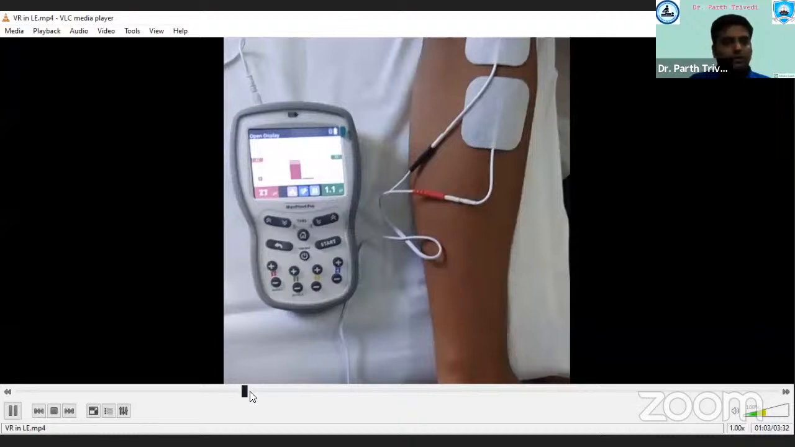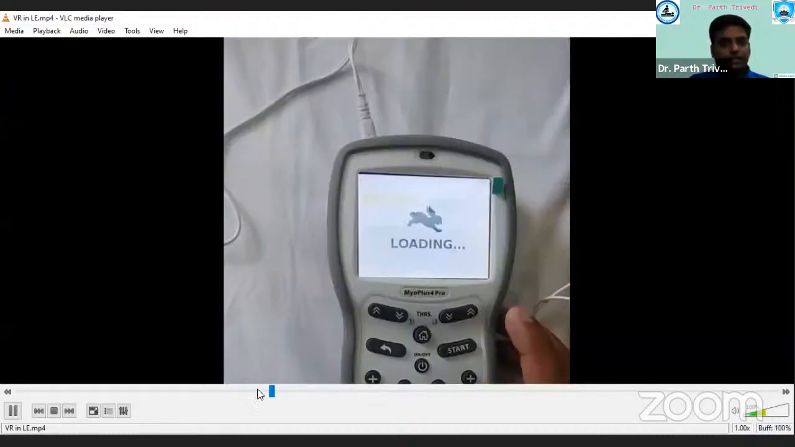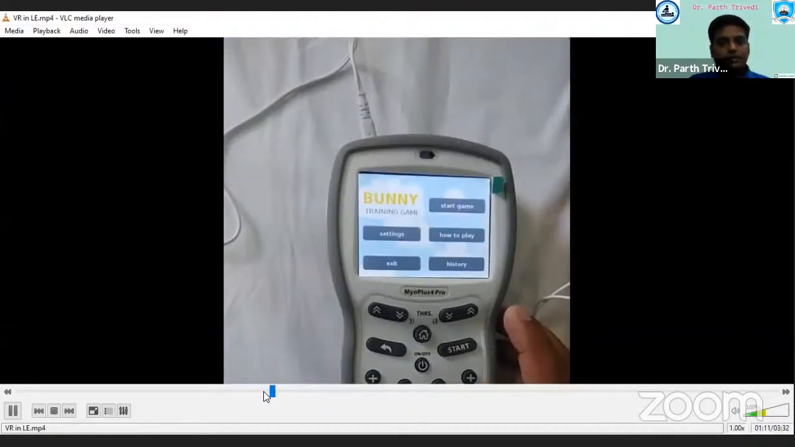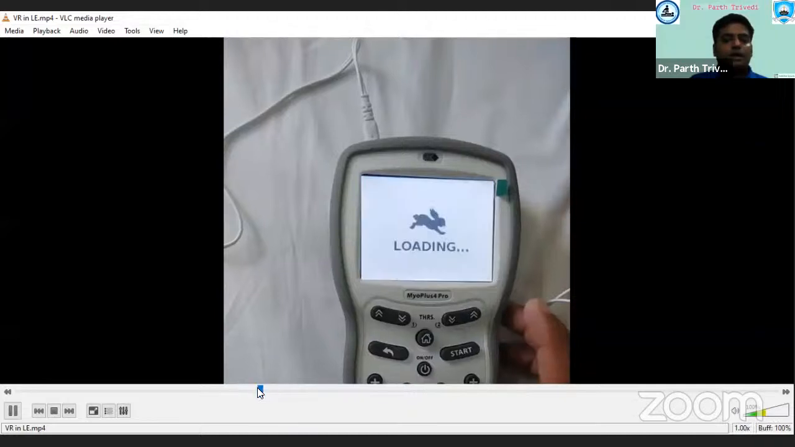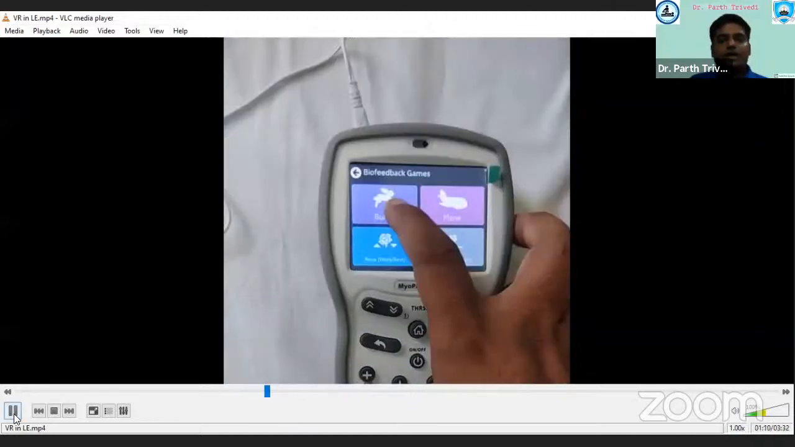I think my video is hanging. So what I'm doing is giving a biofeedback game. This machine has a peculiar feature of bunny games, plane games, and giving roses. I didn't want to give a rose to my patient, so I'm giving a bunny to the patient.